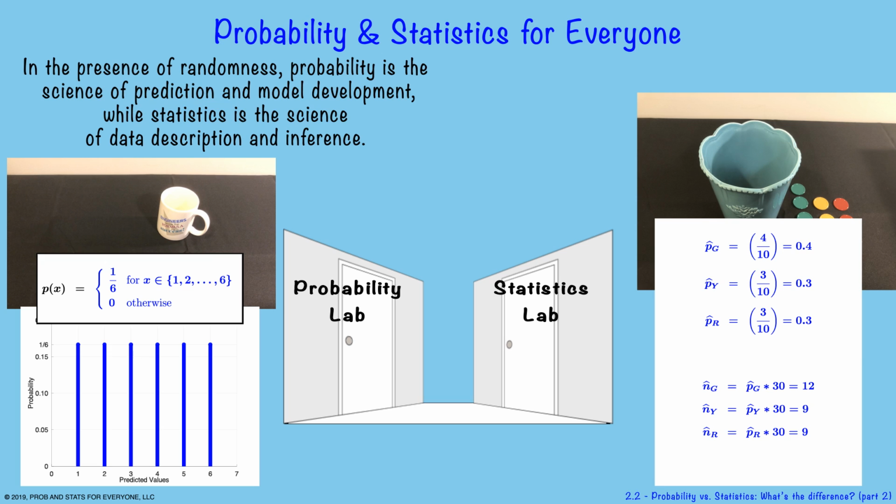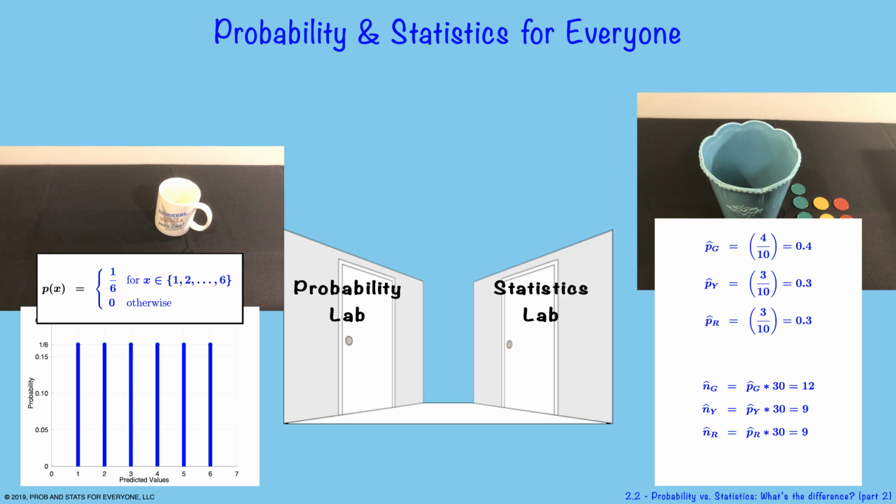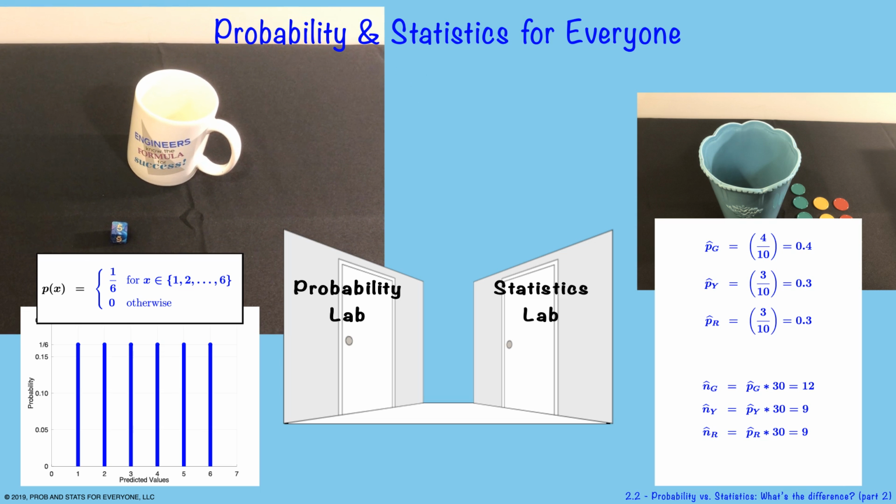In the upper left-hand corner, there's our combined definition of probability and statistics, which I'll recall for you now. In the presence of randomness, probability is the science of prediction and model development, while statistics is the science of data description and inference. We'll continue to open this definition up in this and subsequent videos. But for now, let's go ahead and clear up some screen space.